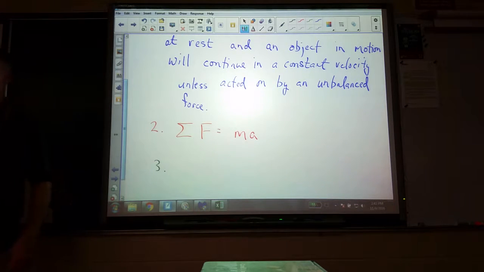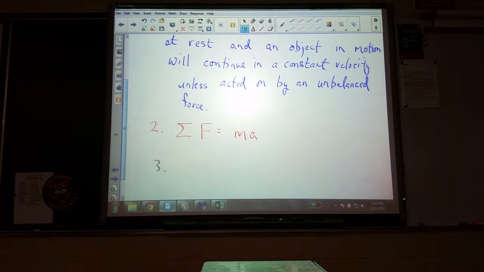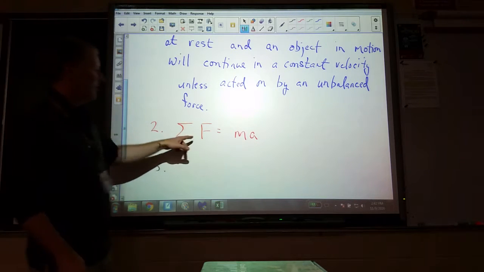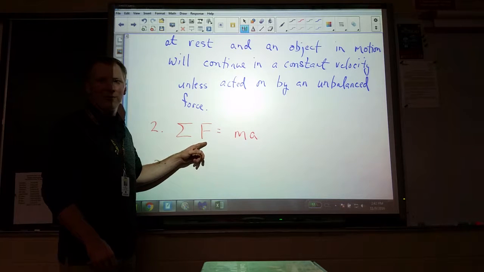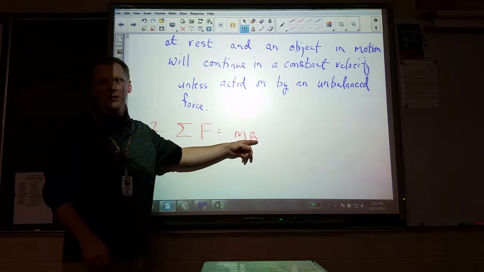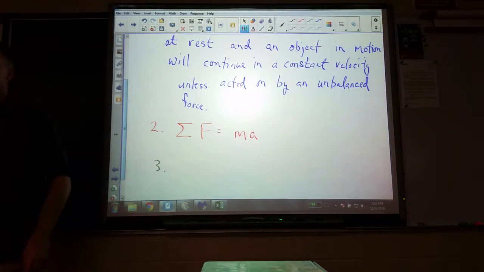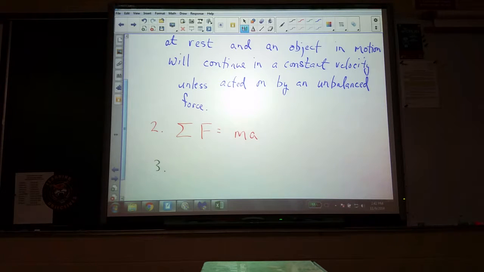Then we get another law. You know this one too. Is it the F equals M times G? No, that's an example of this, because that F is gravity. Force of gravity is equal to mass times the acceleration of gravity. We just have a special notation for that acceleration.